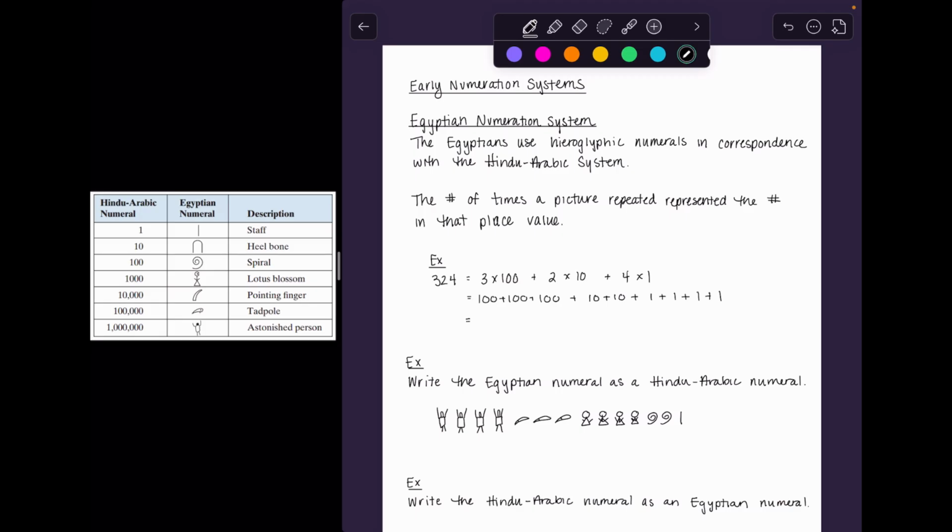So when I go to do the hieroglyphics, I want to look at that symbol for 100, which is the spiral. So I'm going to do 3 spirals right next to each other. Then I have 2 tens, and my symbol for a 10 is the heel bone. And then I have 4 ones, and my symbol for a 1 is going to be that staff. So this would be the hieroglyphic representation for 324.